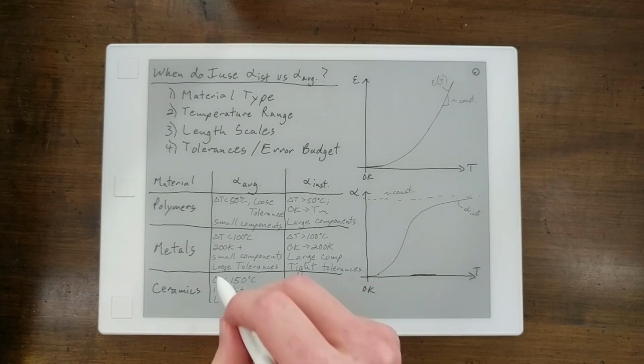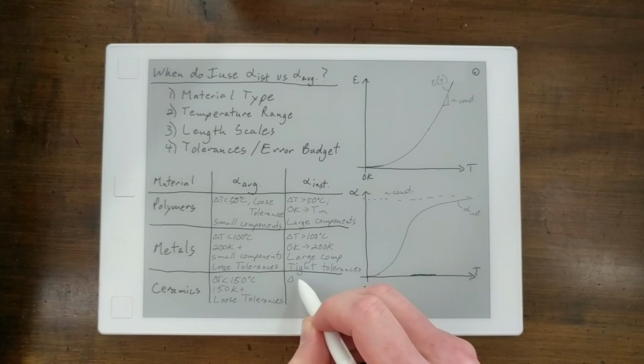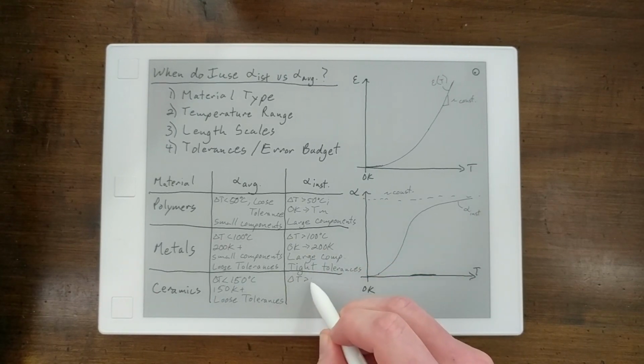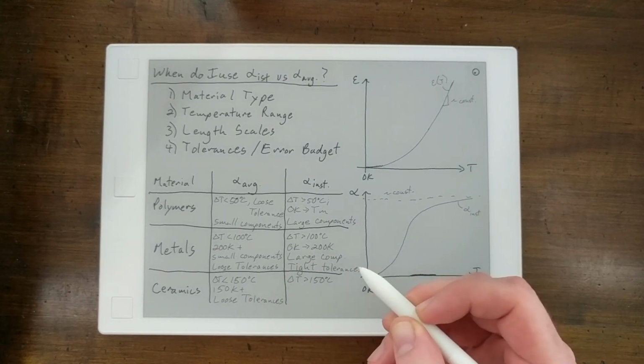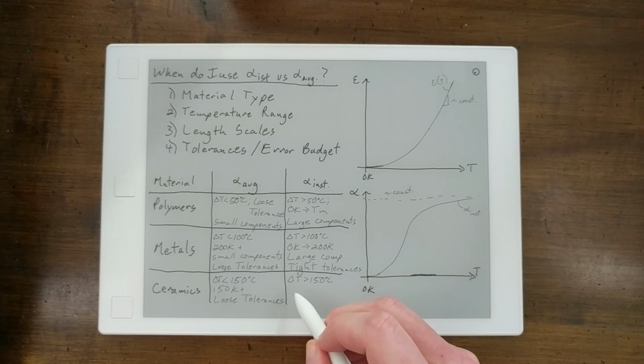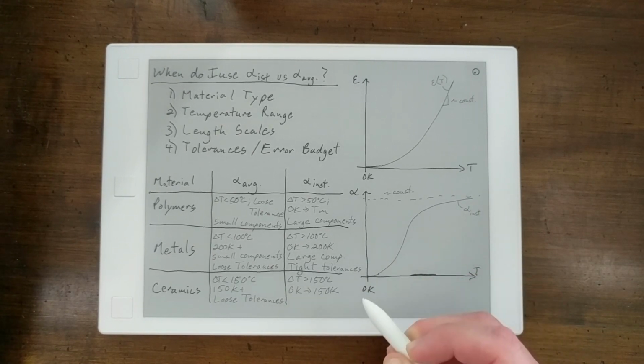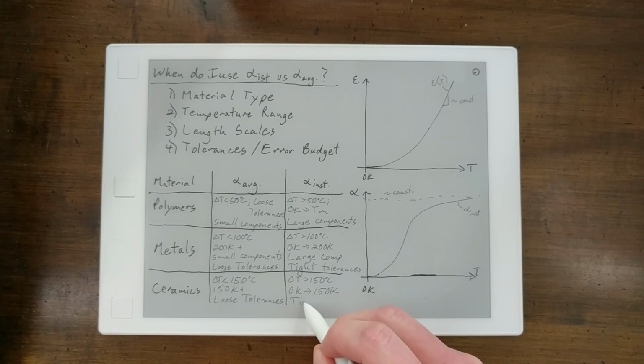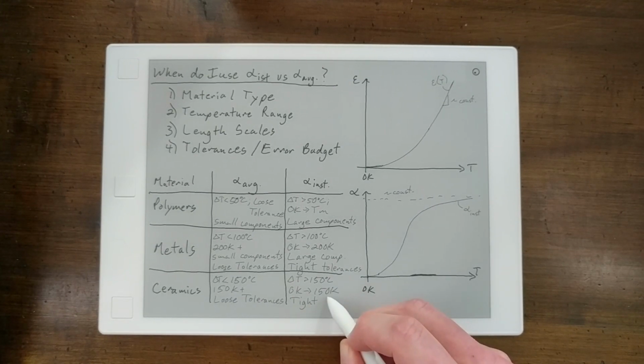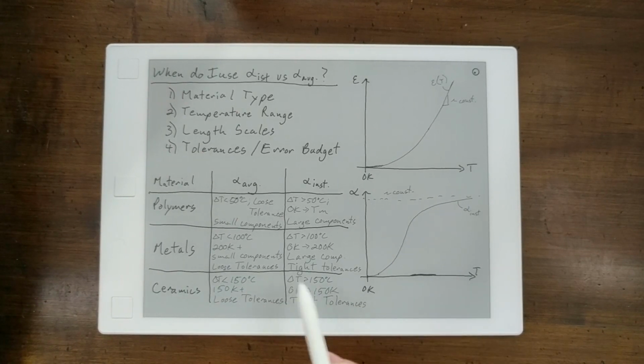And so if your delta T is greater than 150 or 200 degrees C, if you're in the 0 Kelvin to 150 Kelvin temperature range, and if you have tight tolerances, that's kind of where I would use the instantaneous CTE for a ceramic.